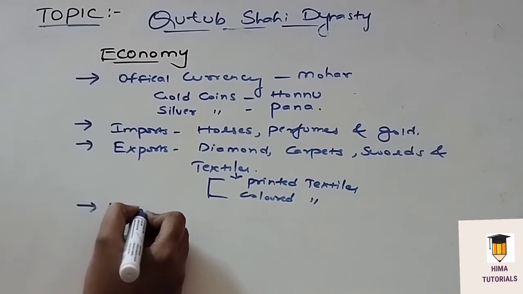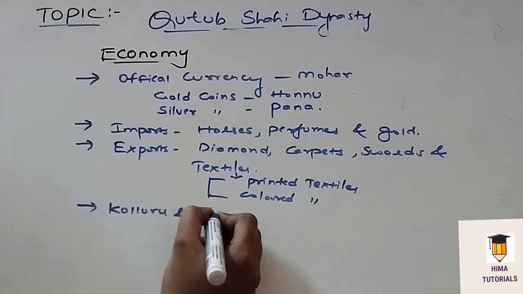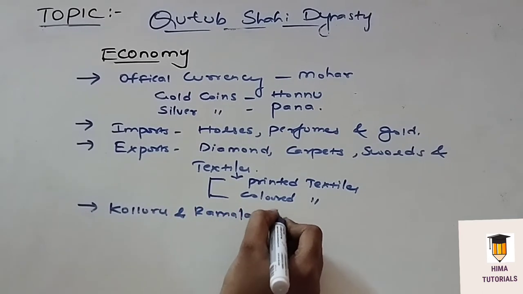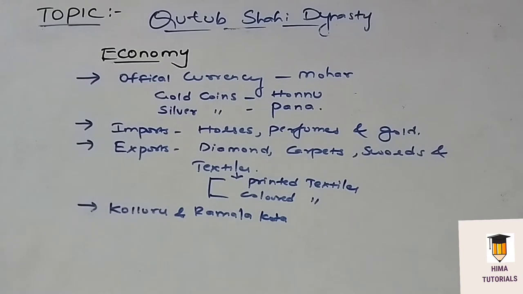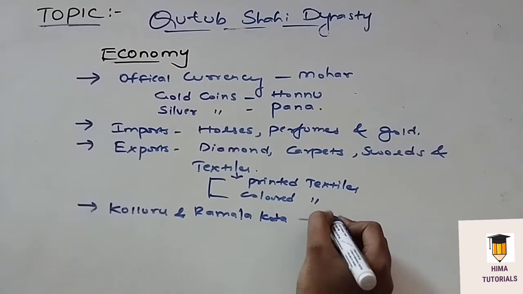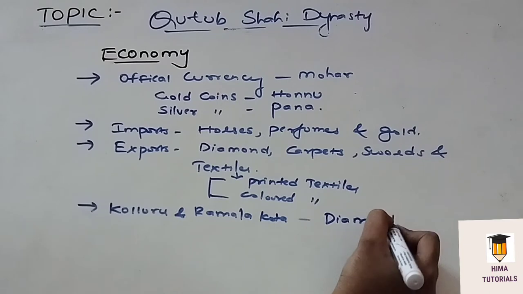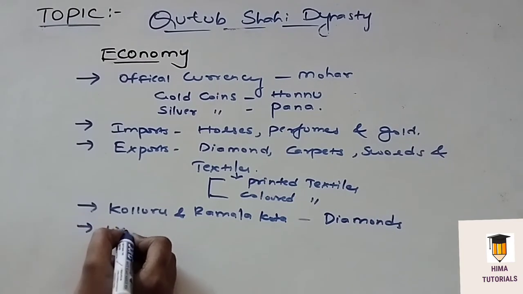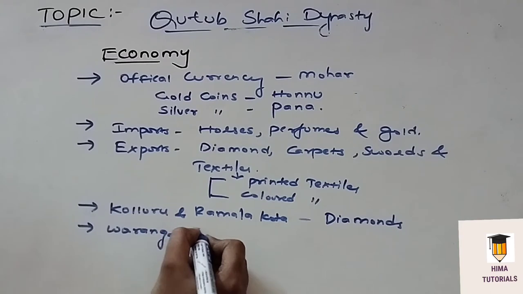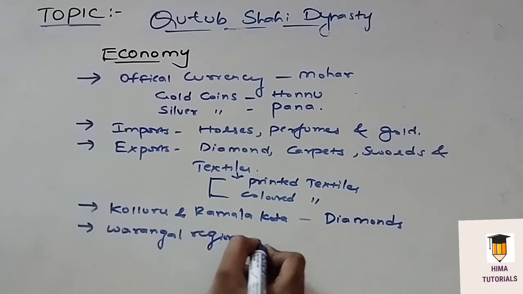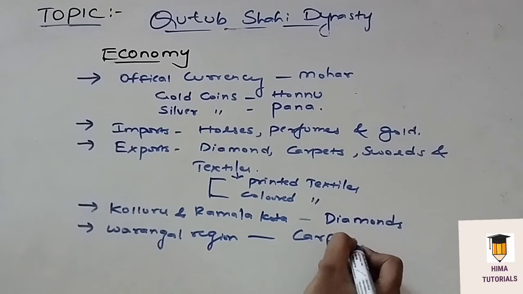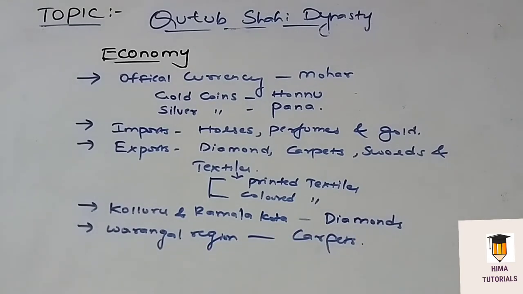The regions Kolluru and Ramalakota are famous for diamonds, whereas the Warangal region is famous for carpets during the Qutubshahi period. I hope it is clear. Make a note of it.